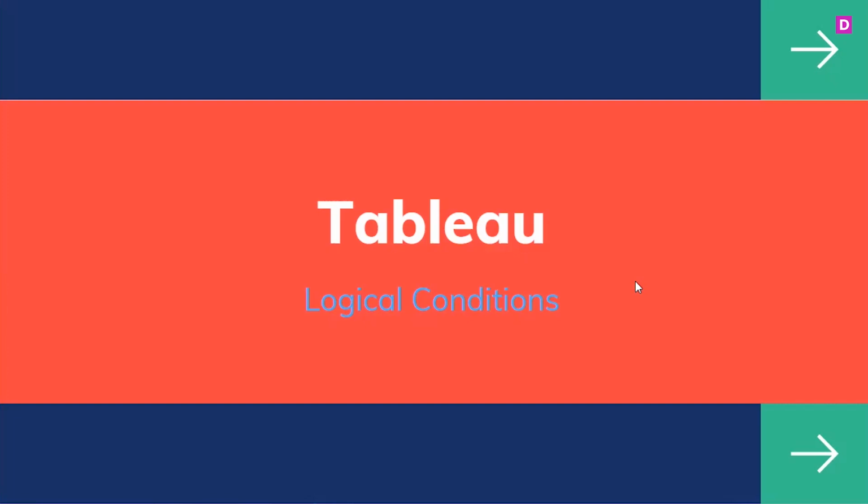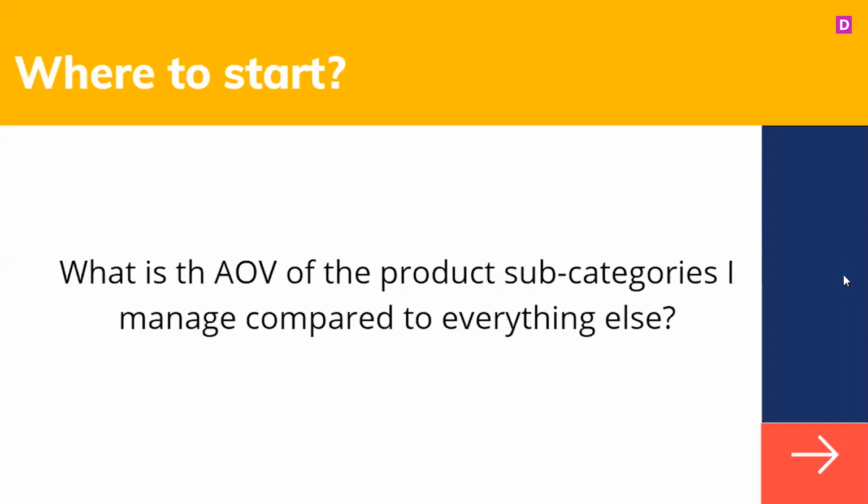I'm not sure if you remember it or not. In the first session, when we spoke about aggregation and disaggregation of your data by making use of your calculated fields, I ended that session with a question. The question was, suppose I wanted to know what is the average order value of the product subcategories I manage compared to everything else. To answer this question, I need to make use of logical conditions. So we are going to see how we make use of logical conditions to get an answer for this particular question.